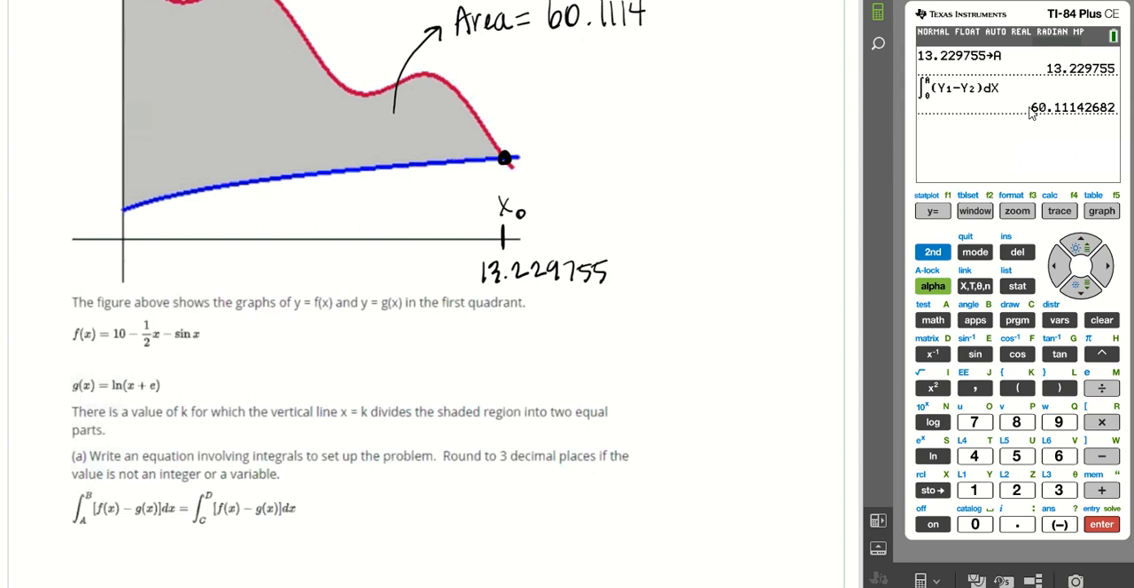We're going to find the value of k for which the vertical line, which I'm going to draw in green here, x equals k, divides the shaded area into 2 equal subregions. Maybe it's about like that, right? So the idea is going to be that AB is, I don't really understand. Oh, okay, I get it. So the integral from 0 to k of f minus g is going to be equal to the integral from k to that number I'm calling x0.